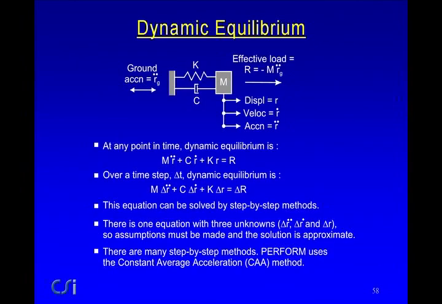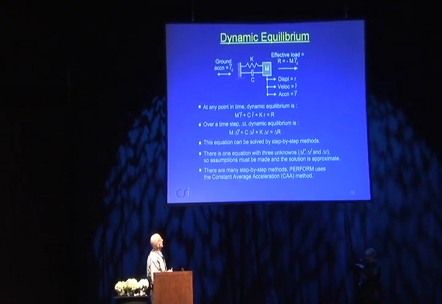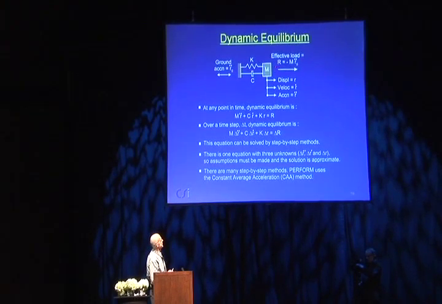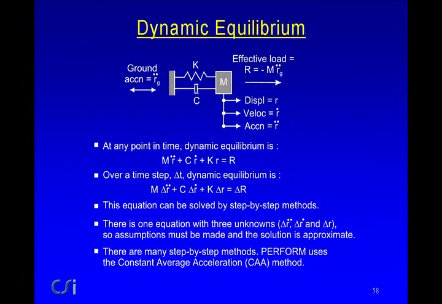If we look at a single degree of freedom system, basically you've got the ground acceleration, which is exciting the structure. This produces an effective load on the structure, which is R, the external load. And we have some displacement, velocity, and acceleration, which are relative to the ground. And at any point in time, you have dynamic equilibrium. And over a time step, you have an incremental dynamic equilibrium.